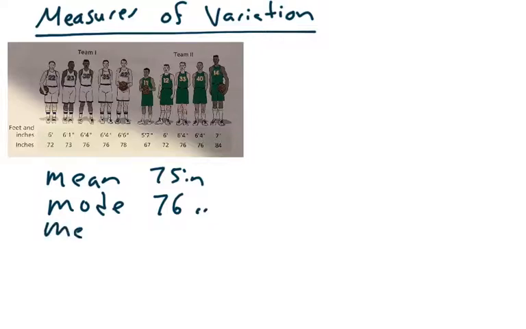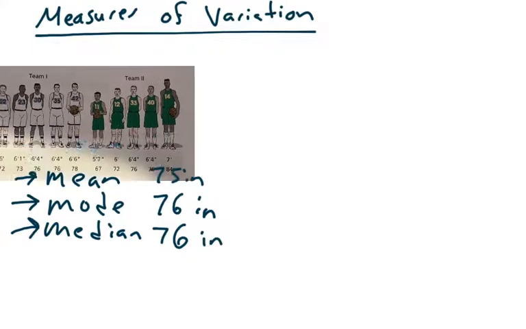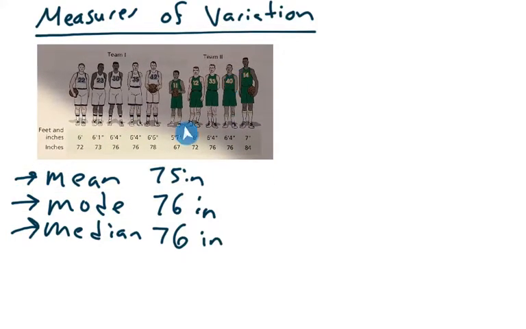And the median is the same at 76 inches, okay? So these all have the same measures of center. But if you notice, Team 2 is much more spread out. We have a player that's 5'7", much shorter, and a player that is 7 feet tall, whereas all these guys are kind of in the 6-foot range, from 6'1" to 6'6". This varies much greater, from 5'7" to 7 feet.